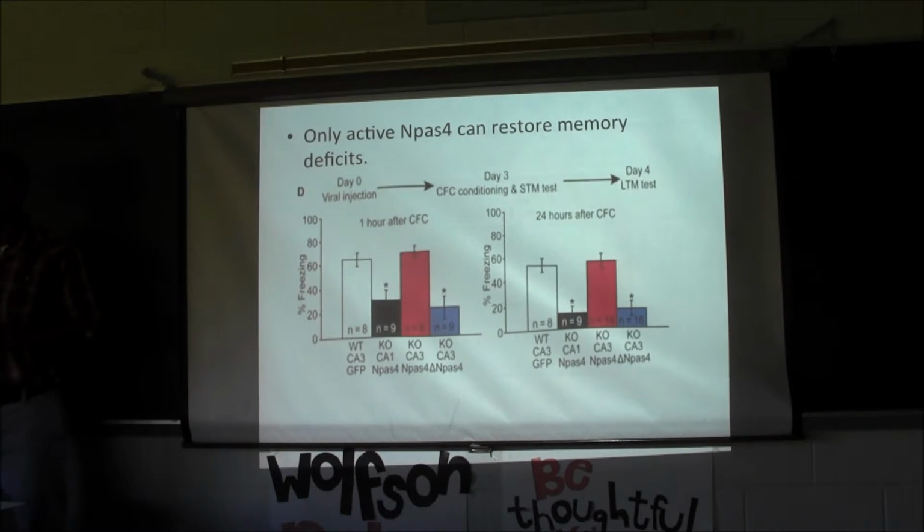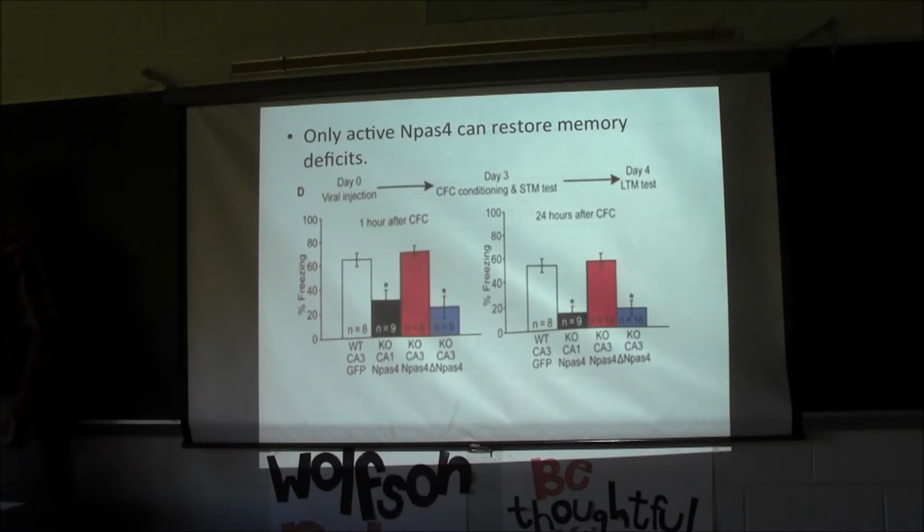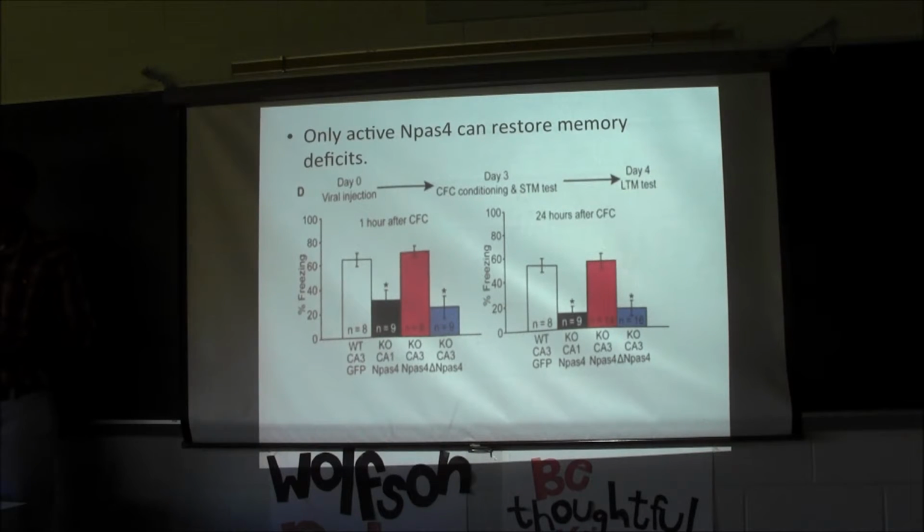Percent freezing measures, what is that? Percent freezing is how they measured the mice actually remembering to be scared, because they would shock their feet, and if they remembered, they would freeze. Freezing means just stopping movement. Yeah, I thought that too. Can you go back a second?